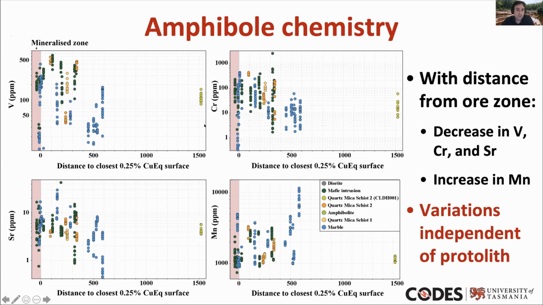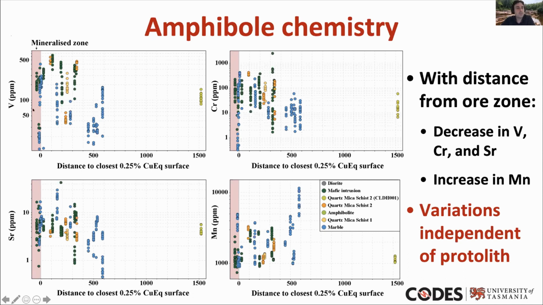The distal hole is sitting on the right side of this panel, at around 1500 distance. The x-axis is the distance, so 0 here is where this 0.25 copper equivalent surface, or ore shell, is. Anything in the red zone is within that deposit, so you can calculate the distance inward from the deposit. On the y-axis are these different elements.